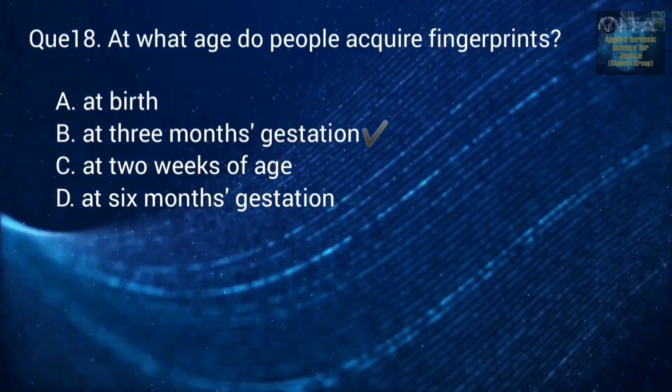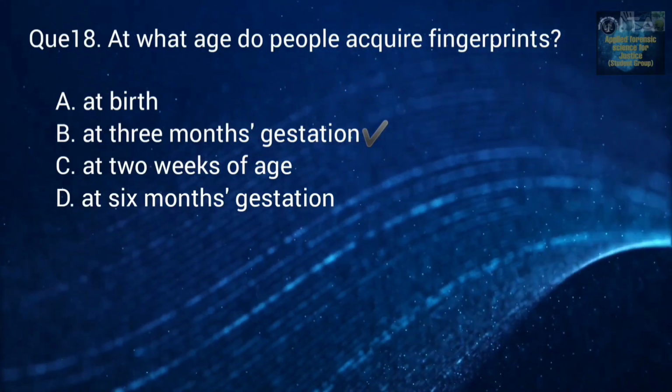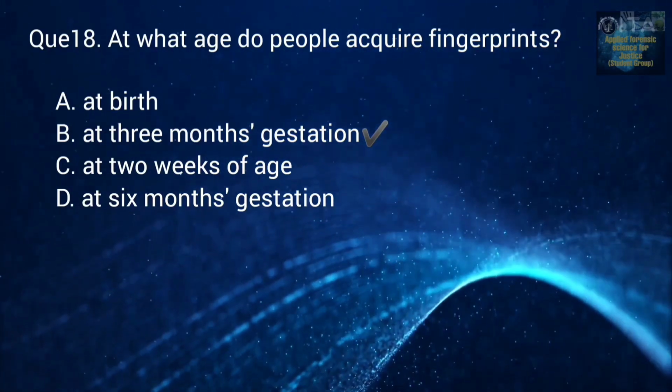Question number 18. At what age do people acquire fingerprints? Options are A. At birth, B. At 3 months gestation, C. At 2 weeks of age, D. At 6 months of gestation. The correct answer is B. At 3 months of gestation.